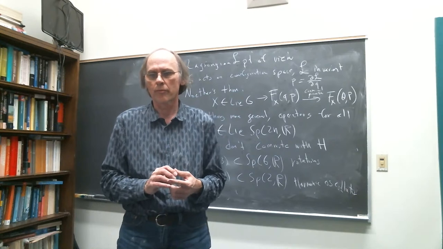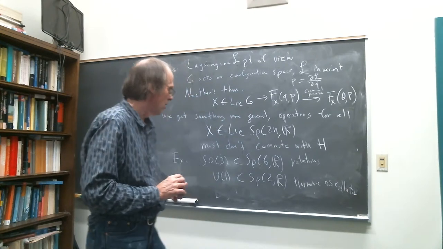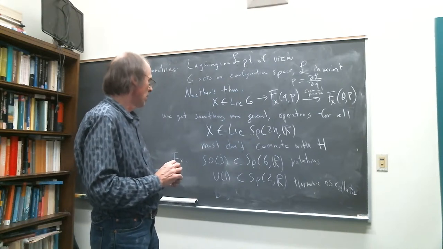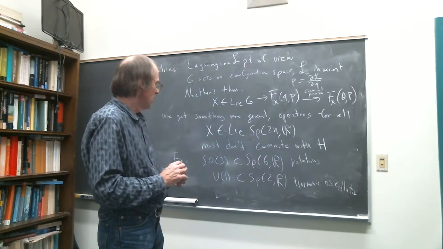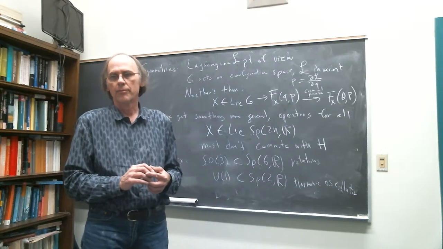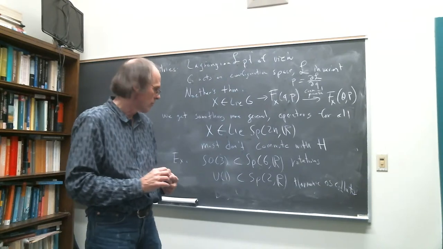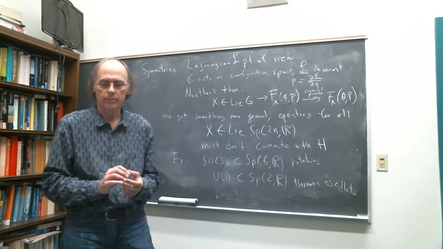Yeah, I actually have a question. In the last step, the SO(3) subgroup of the symplectic group, its quantization acts on Q's and P's but doesn't mix Q's and P's. Right. But the U(1) action actually mixes Q's and P's. Right, it mixes Q's and P's. Okay. Thank you.